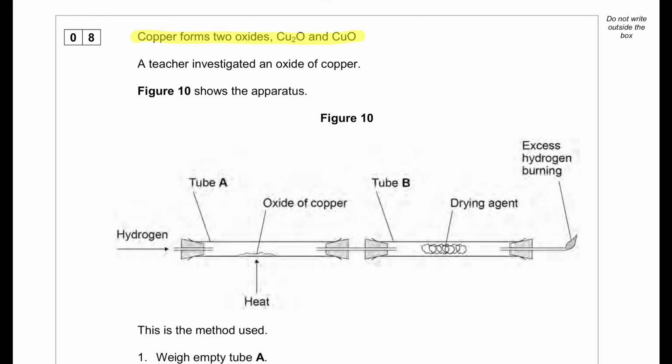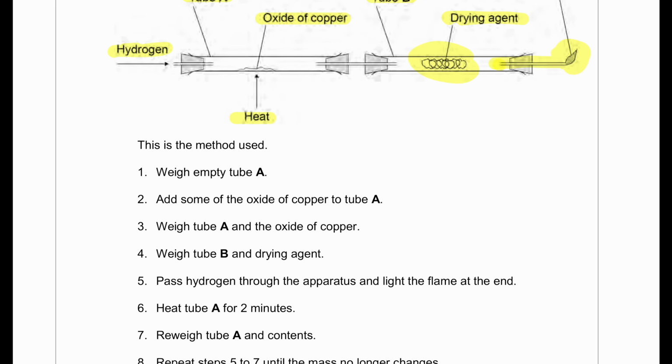Copper forms two oxides, Cu2O and CuO. A teacher investigated an oxide of copper. Figure 10 shows the apparatus. In tube A, we have the oxide of copper, we heat it and we are putting in hydrogen. In tube B, we have a drying agent, and excess hydrogen that is coming out from here is burning off. So the drying agent will remove the water vapor. This is the method used.